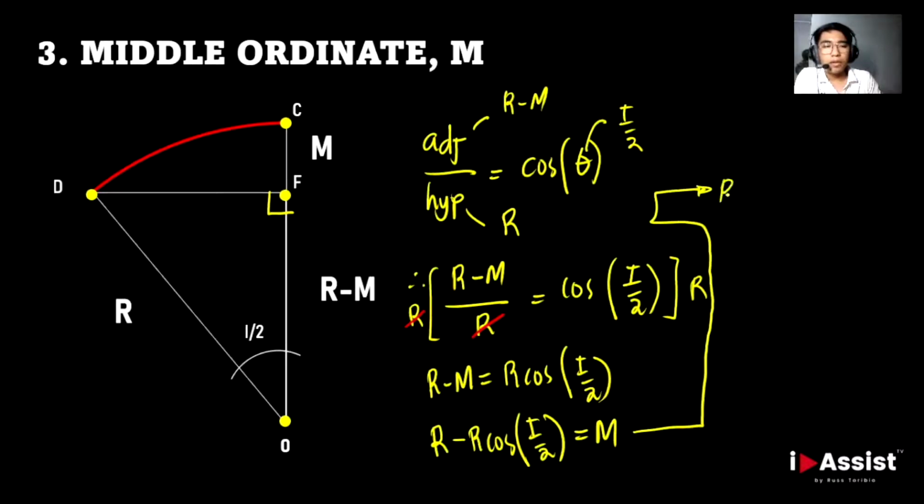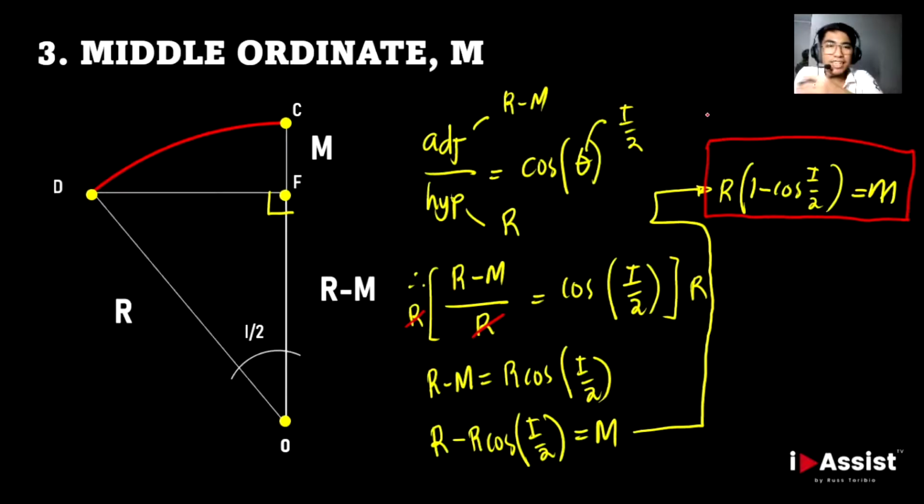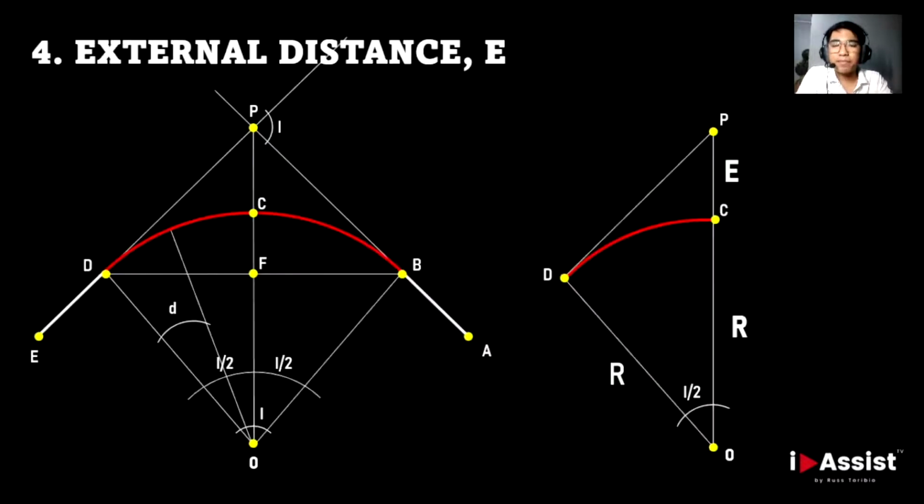this will become R multiplied by 1 minus cosine of I over 2 is equal to M. And that will be your equation for the middle ordinate M. And the same with the other distance elements kanina, R and I lang din ang kailangan mo to compute for the middle ordinate M. The next is the external distance E.